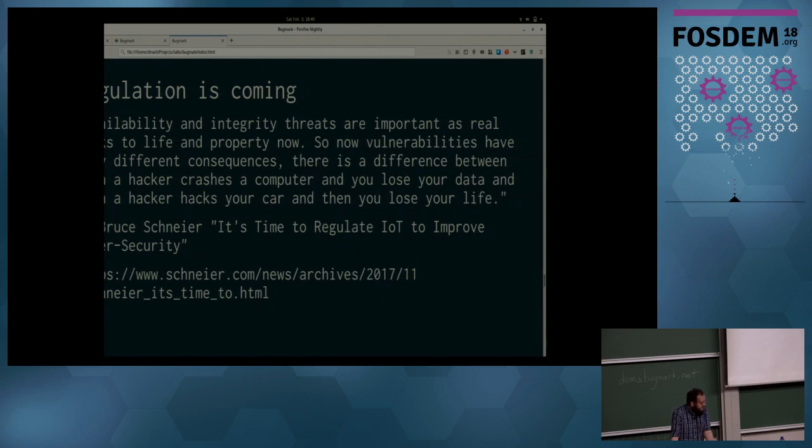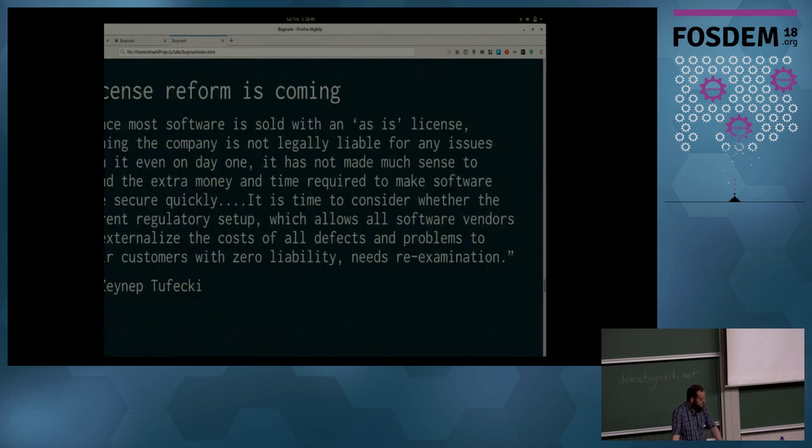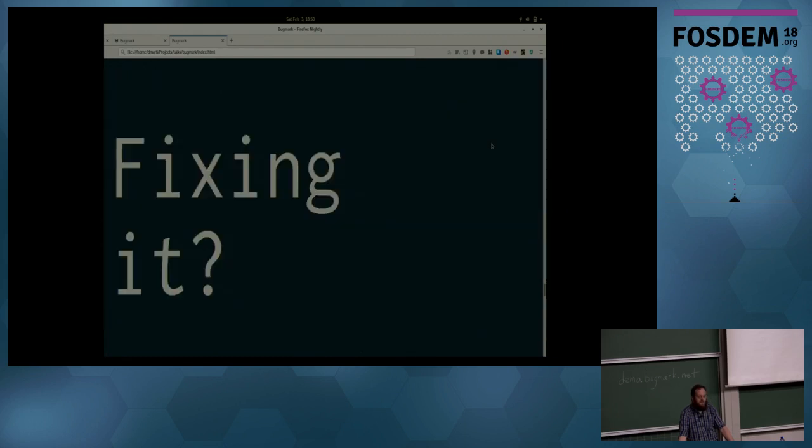I do think regulation is coming. Here's Bruce Schneier saying that availability and integrity threats are important as real risks to life and property. Zeynep Tufekci in the New York Times. Zeynep Tufekci is the writer who predicted all the mental manipulation of Facebook, and she predicted that stuff back at the time of the 2012 election. So definitely worth paying attention to when she says, it is time to consider whether the current regulatory setup, which allows all software vendors to externalize the cost of all defects and problems to their customers with zero liability, needs reexamination.